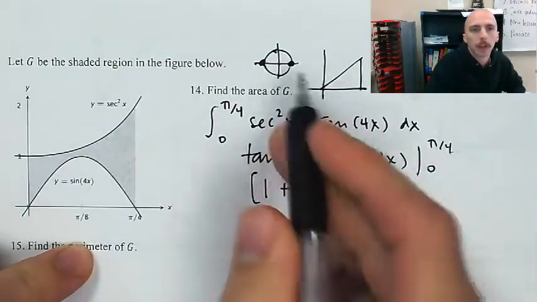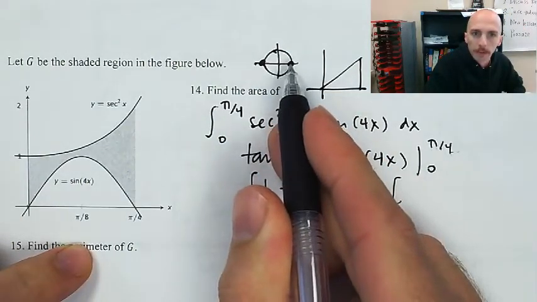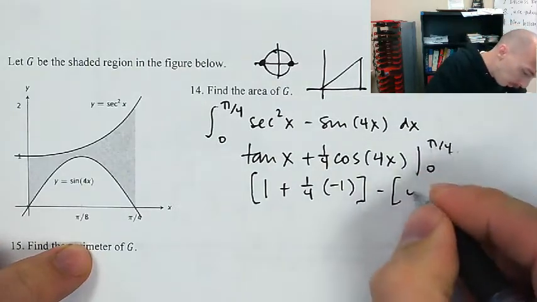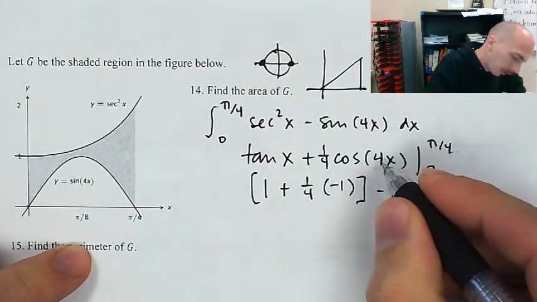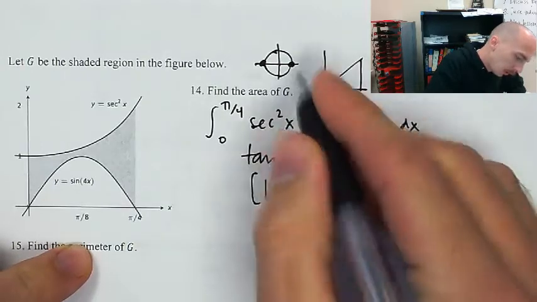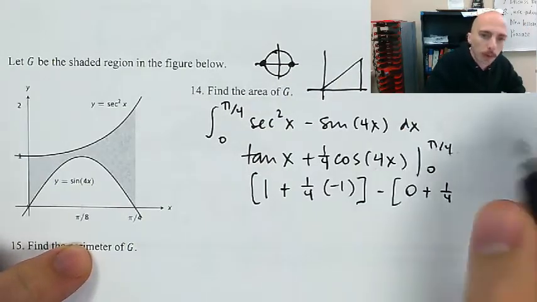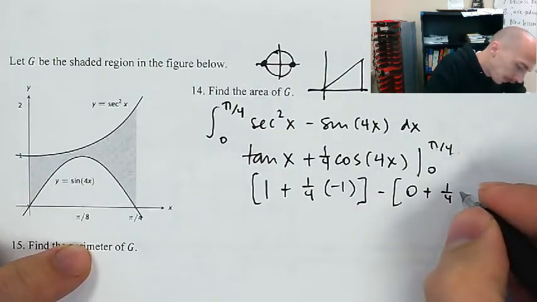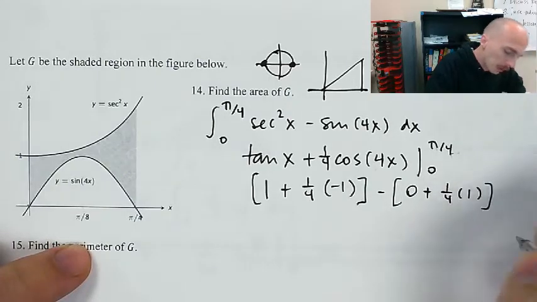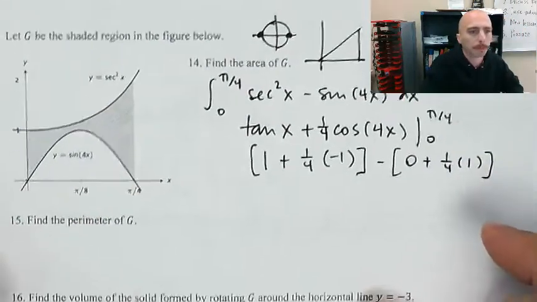So that's when I plug in pi over 4, minus tangent of 0. Okay, 0 is over here. It's y over x. Y is 0 and x is 1, so that's going to be 0 divided by 1, plus 1/4 of the cosine of 0. Cosine of 0 is the x-coordinate right there, and that's going to be 1. So that would be 1. And then that would be a safe place to stop.